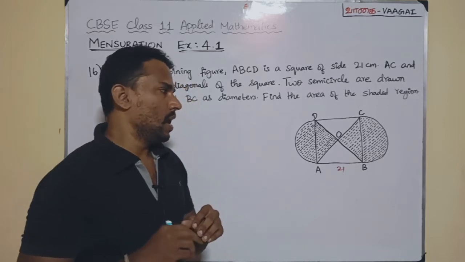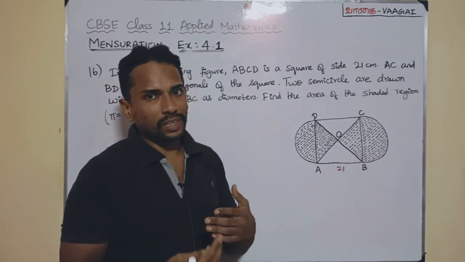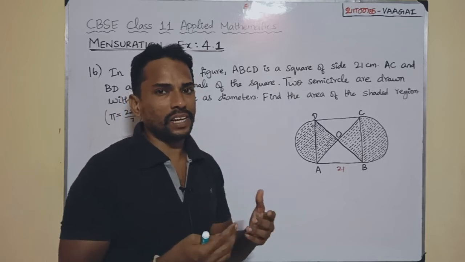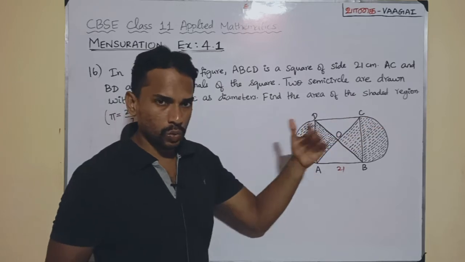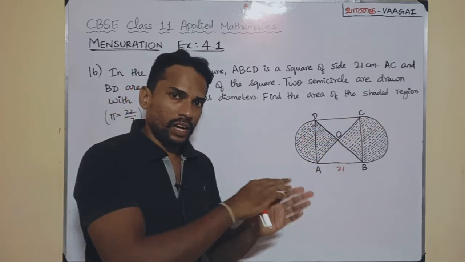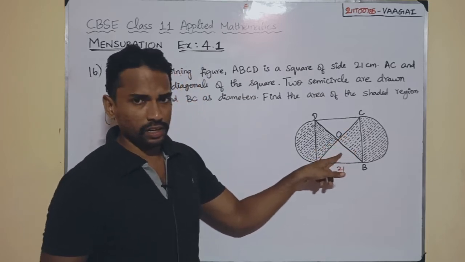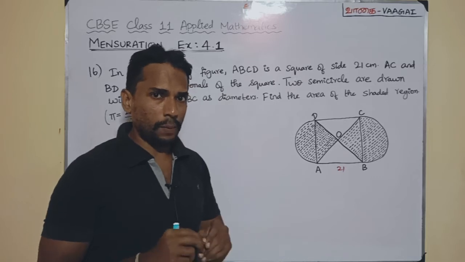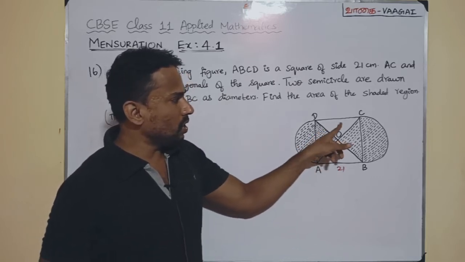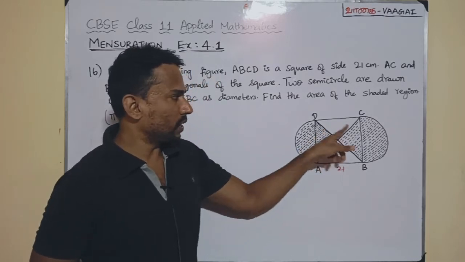And point number 2 is the two diagonals bisect each other. So they will be bisecting each other. What do you mean by bisect? This diagonal will cut the other into two equal halves, and the same way the other diagonal will cut this diagonal into two equal parts. Because of this, you will be able to see four triangles formed here. Is it or not? Yes, the four triangles are formed here.